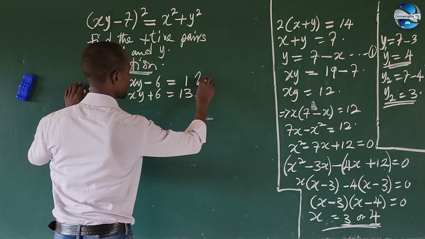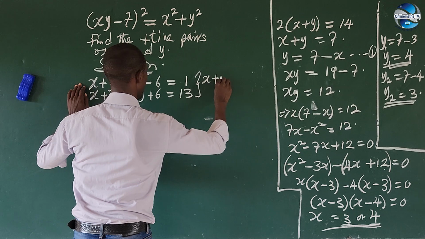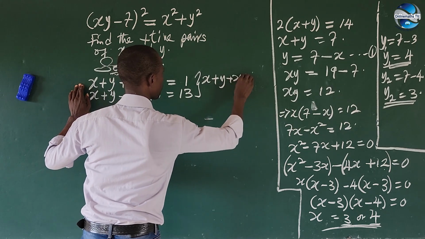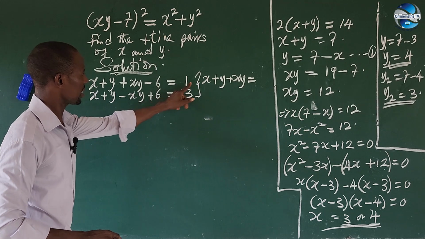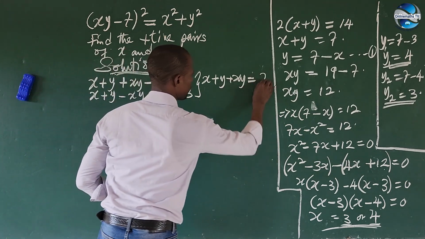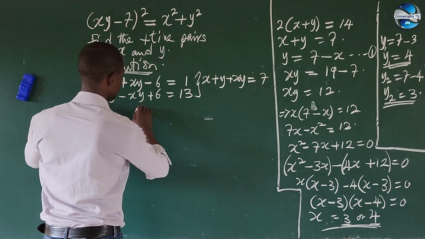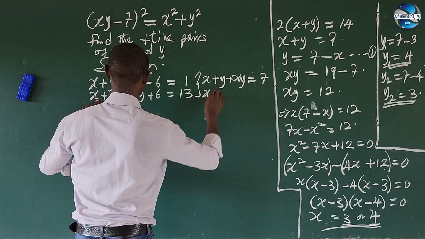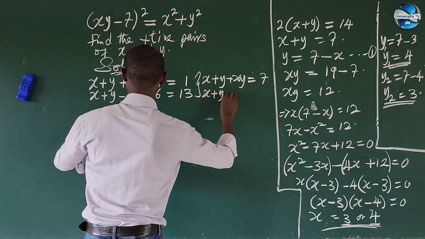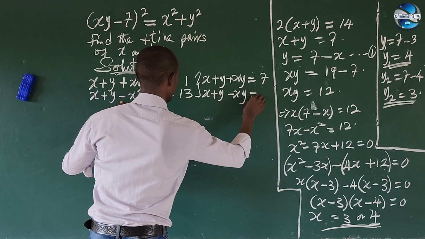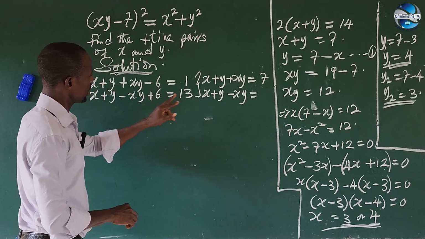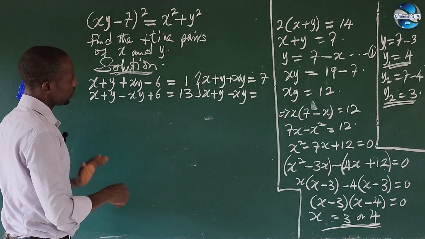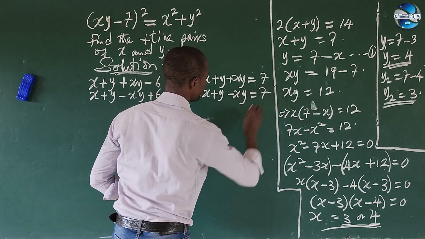So let's continue on this side. We have here x plus y plus xy will now be equal to what? This moves to this side and will give us 7. So we have here positive 7. Then we do the same thing here, x plus y, then minus xy. If we move this to the other side, this will give us minus 6 from 13, that will also give us positive 7.